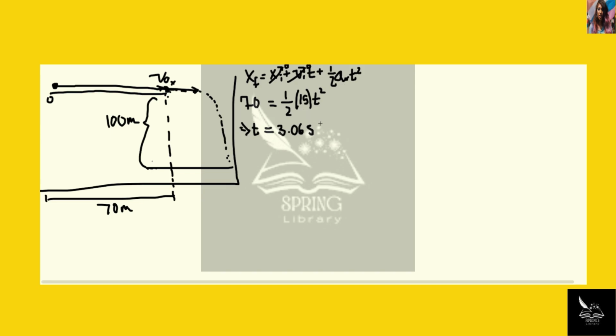It takes me 3.06 seconds to do that acceleration, and then I can find the velocity here by just using my simple kinematics, velocity just being the position over time, which would be 70 divided by 3.06 seconds. And then when I do this, we are looking at velocity in the x direction equal to 22.9 meters per second.